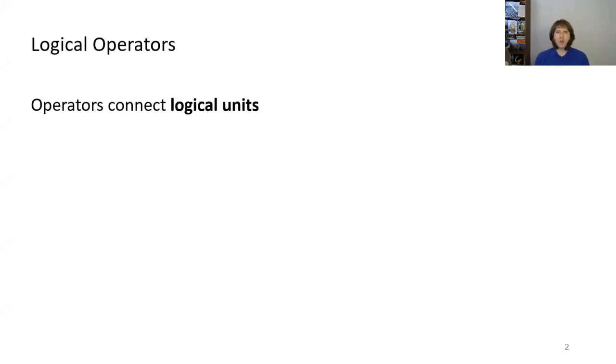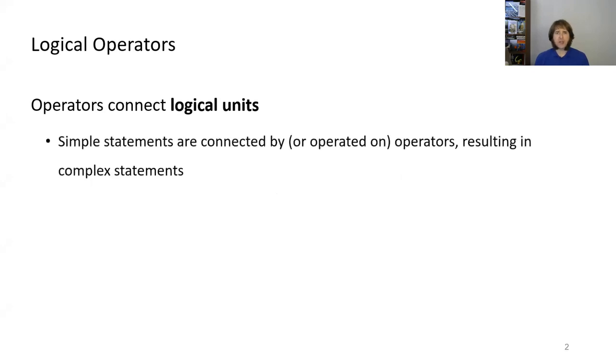So operators connect what I call logical units. As we're going to see, a simple statement can be a logical unit on its own. Complex statements can also be logical units. So in their simplest form, and that's what we're going to look at in this chapter just as we're learning what operators are and how they function, operators connect simple statements together or operate on them, thus producing complex statements.